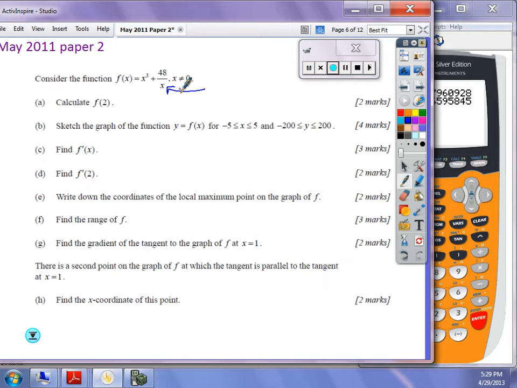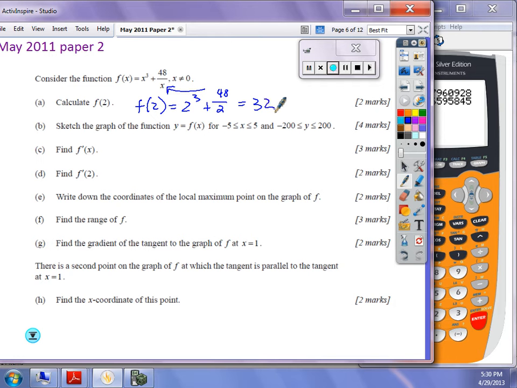The first part of the question, part A, is very straightforward. We're calculating the function at an x value of 2. So we're going to write an equation. The function evaluated at 2 is equal to 2 cubed plus 48 over 2, and we calculate that that is equal to 32.